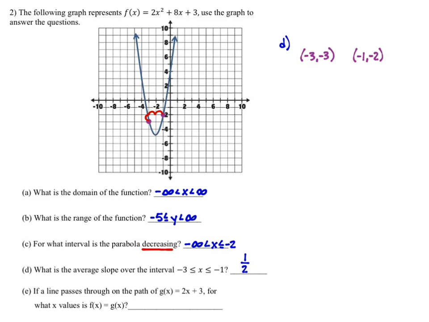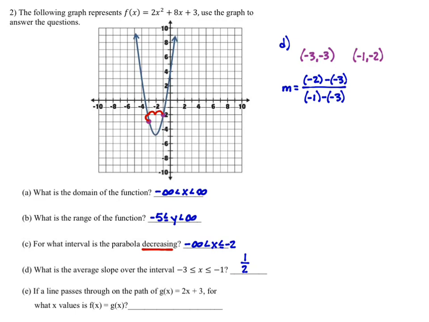Okay? Now, we can do that using the slope formula. Remember, the slope formula is y2 minus y1 over x2 minus x1. And we can use the coordinates that are given here to show that work. Well, y2 would be negative 2 and y1 would be negative 3. So it would be negative 2 minus negative 3, and then all over negative 1 minus negative 3.